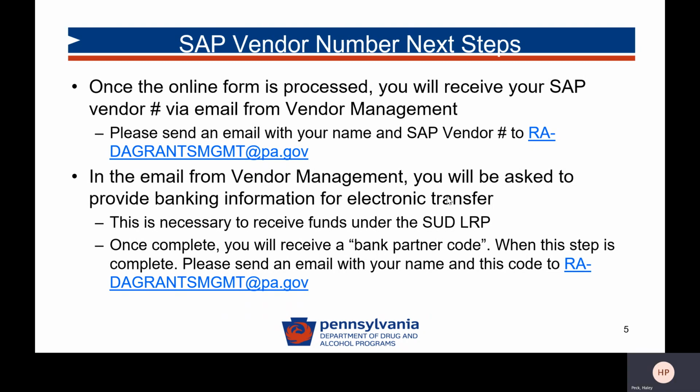In this email from vendor management, you will also be asked to provide your banking information for an electronic transfer. This is necessary to receive funds for the SUD LRP. It is the only way you will be receiving funds, through an electronic transfer. So you'll provide secure banking information. And once this is complete, vendor management will provide you with the bank partner code. Please also send us your name and this code by email to grants management, just so we know that you have completed this step.